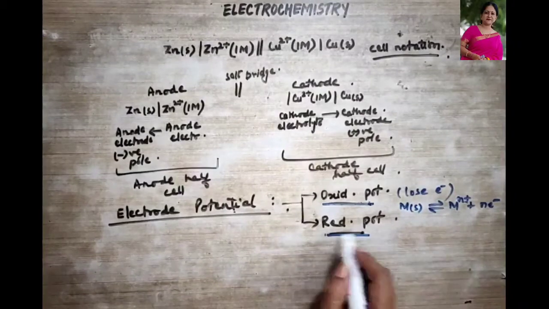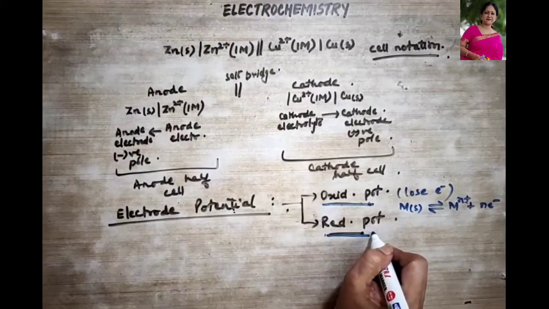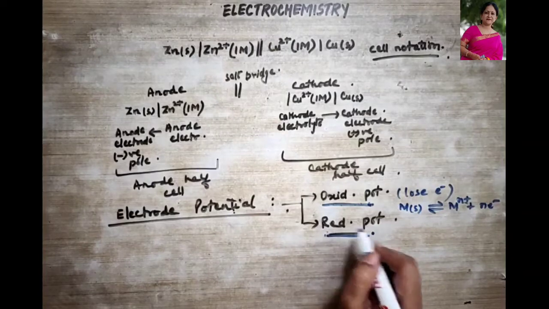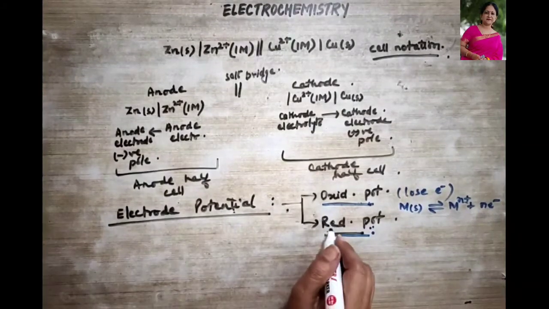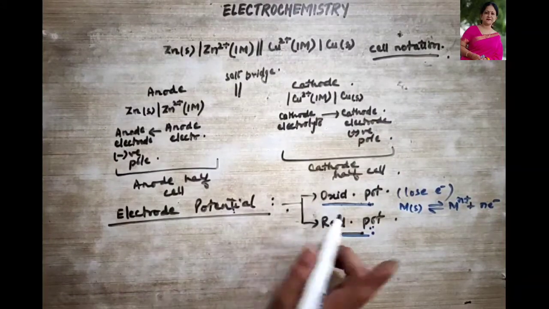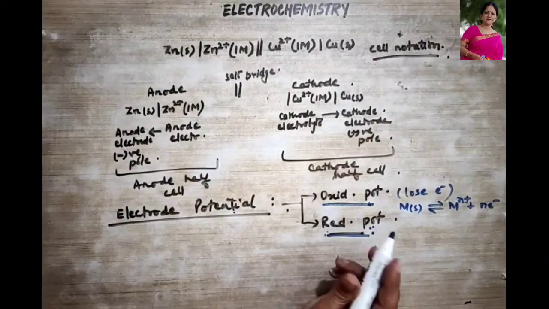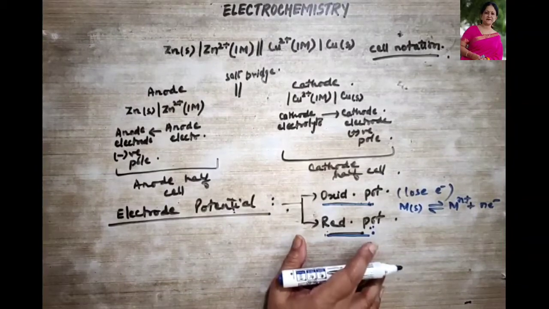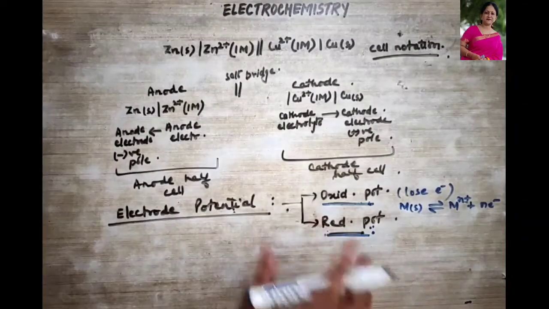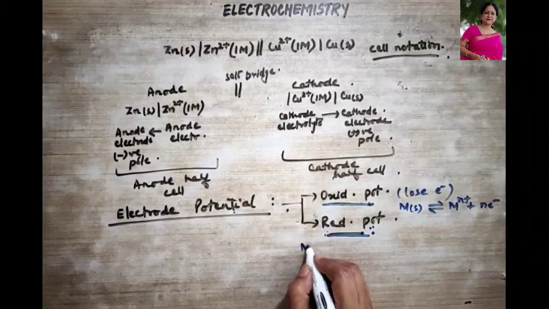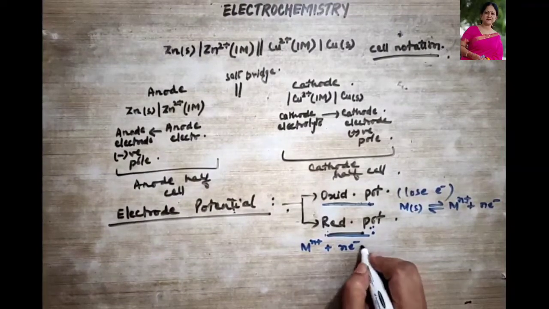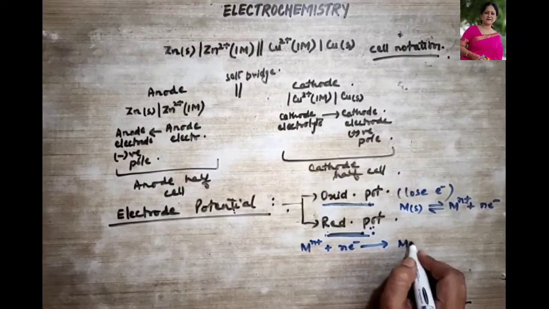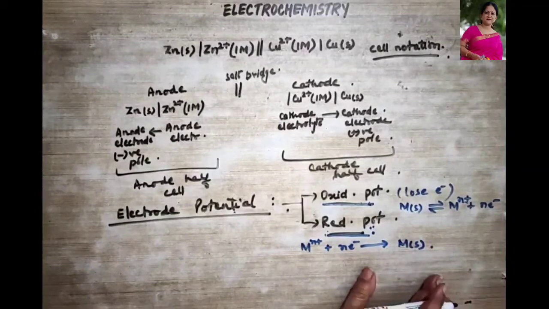Clear? Now, reduction potential. The electrode potential will be termed as reduction potential if the reduction takes place at the electrode with respect to standard hydrogen electrode. Okay. So the reduction potential gives the tendency of an electrode to gain electrons. So over here, your M^n+ is going to accept the number of electrons and it will change to neutral atom, right?